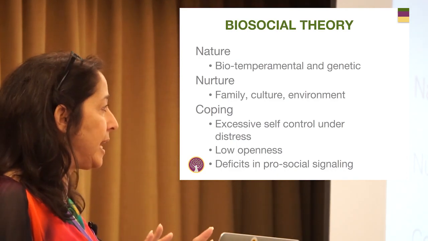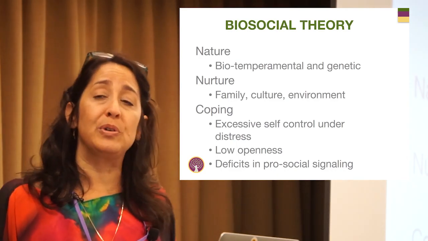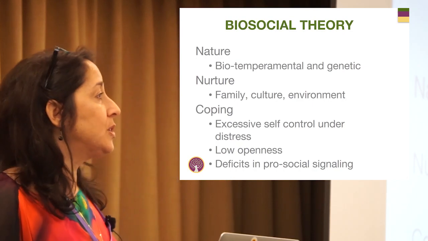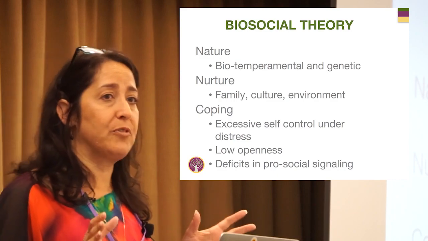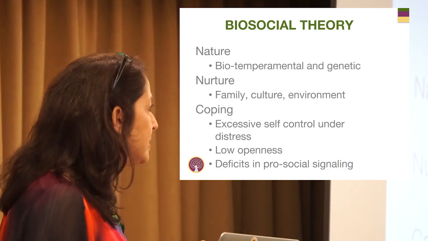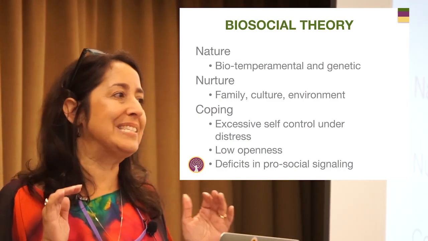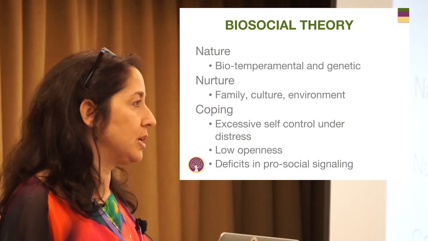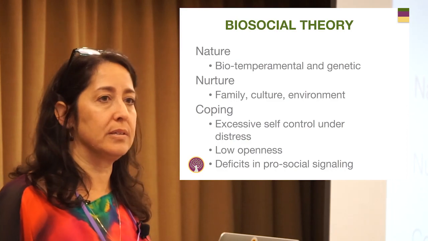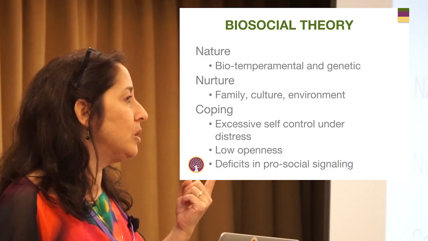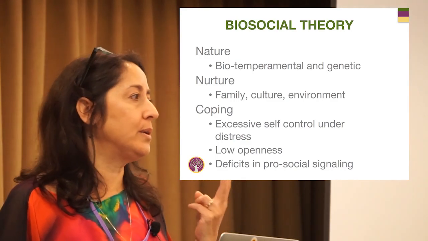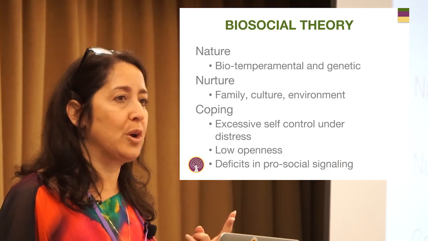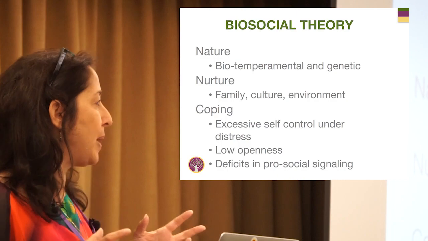This is kind of an outline slide. I'm going to talk about nature, which is biotemperamental and genetic. So first, I just want to stop for a second and say, what is biotemperament? Biotemperament is this in a nutshell. It is the biological basis of emotion that impacts two things: how we perceive the world and how we regulate emotion. And those things are in us from the time we are born.